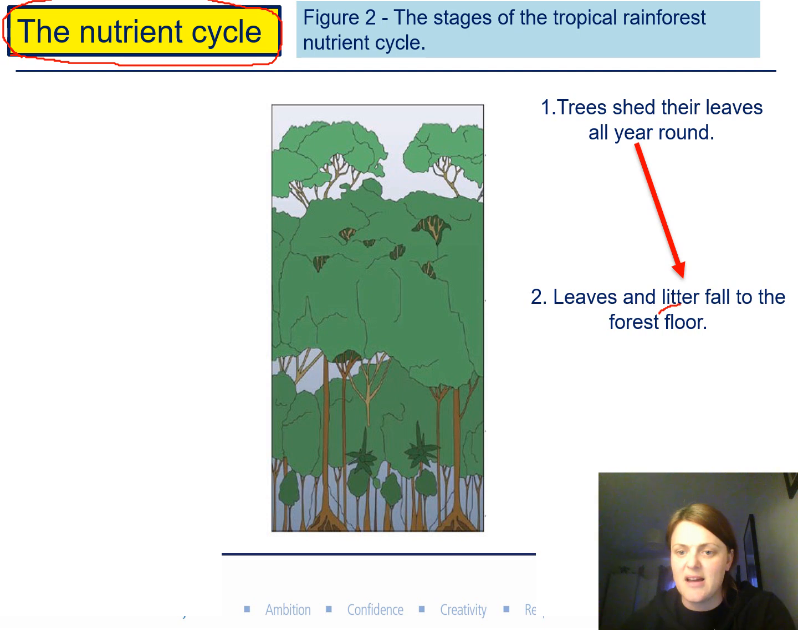This word here, litter, is anything that has died and fallen to the forest floor. So it could be animals, it could be plants, insects. It can even be animal poo. So that all falls to the floor.